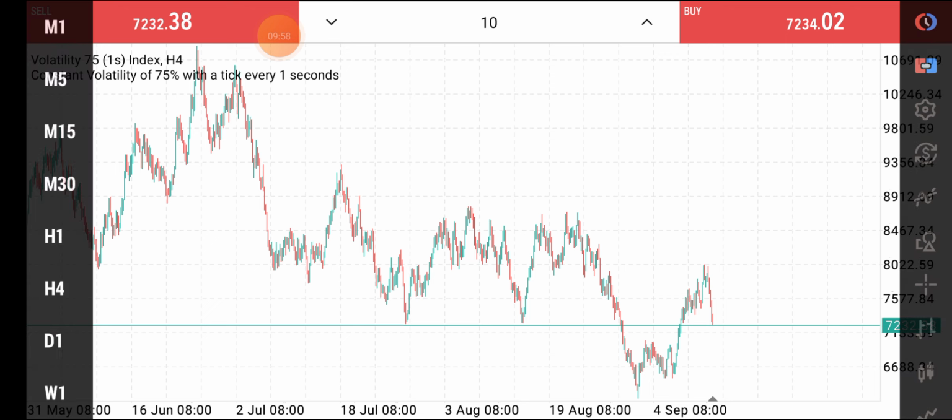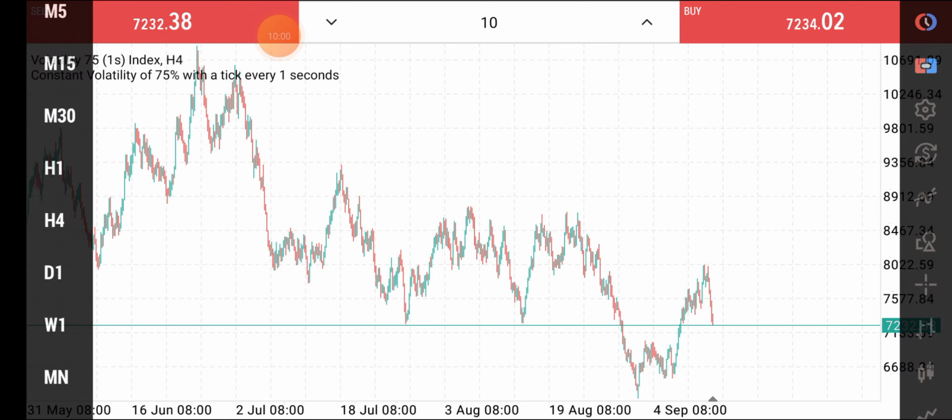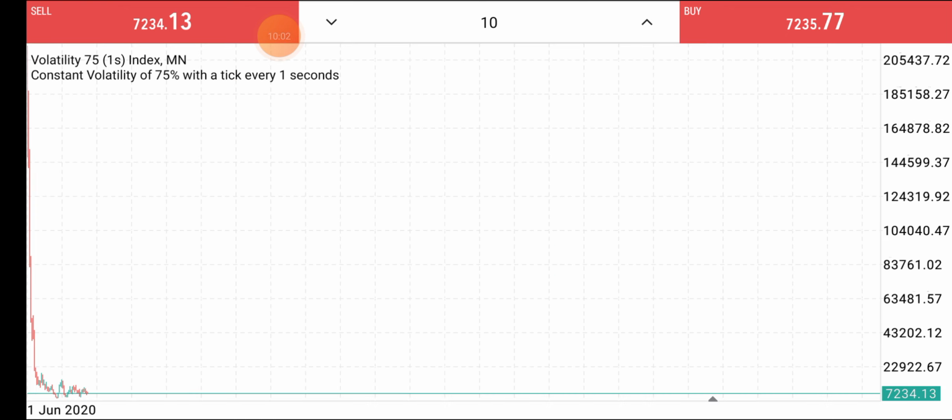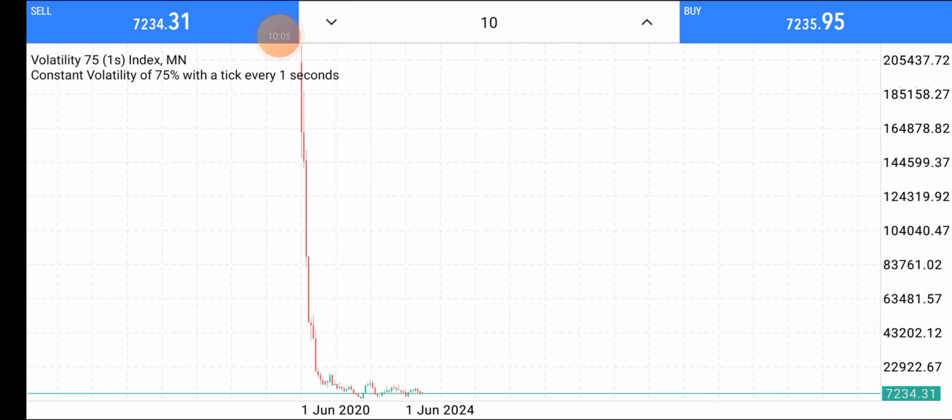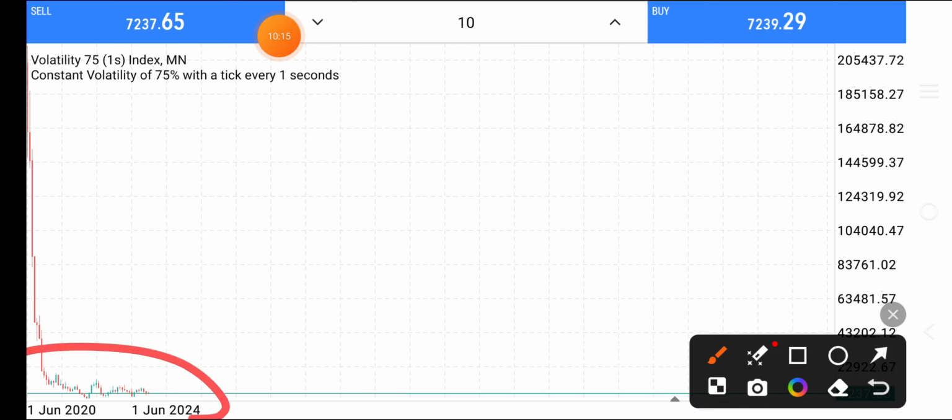So we're going to do analysis now from the monthly time frame. I can really tell you that the market has done a lot of sell move, and currently right now the market is oversold on the monthly time frame. The market really pulled down, has been selling. Volatility 75 has been selling for so many months.